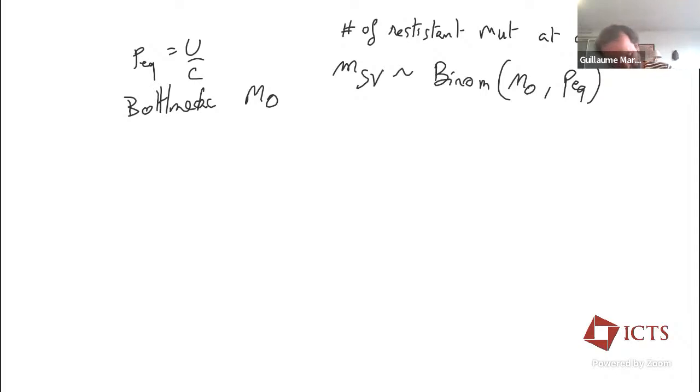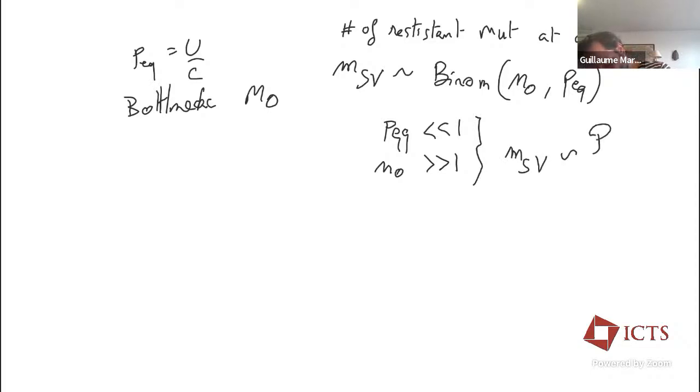But then you're saying that P equilibrium is very small compared to 1, and that N0 is large. So we're dealing with a finite but large population. And that means that you end up with the Poisson limit we just saw. The number of mutations of rescue is Poisson with rate, the mean, which is N0 P. This is the number of resistant mutations.